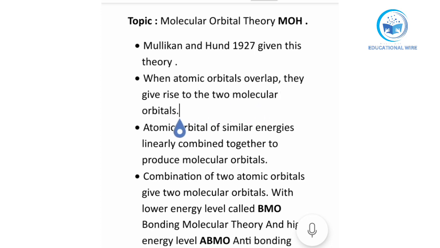Like we are taking an example of H2. One H overlaps with another H, and they give rise to two molecular orbitals. They said that atomic orbitals of similar energies linearly combine together to produce molecular orbitals. Their energies will be similar to produce molecular orbitals.